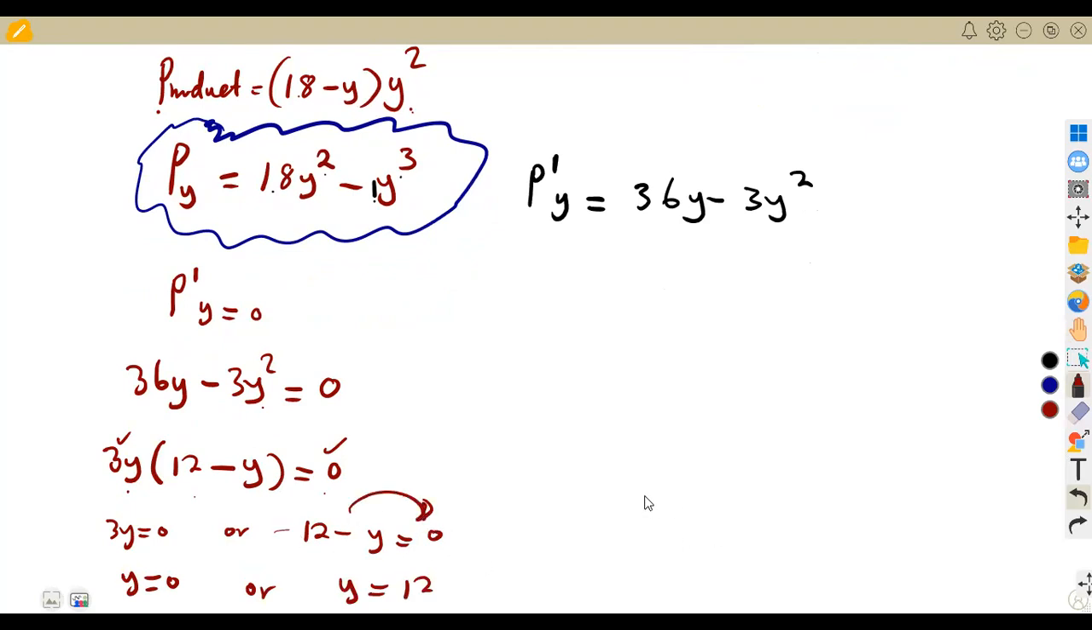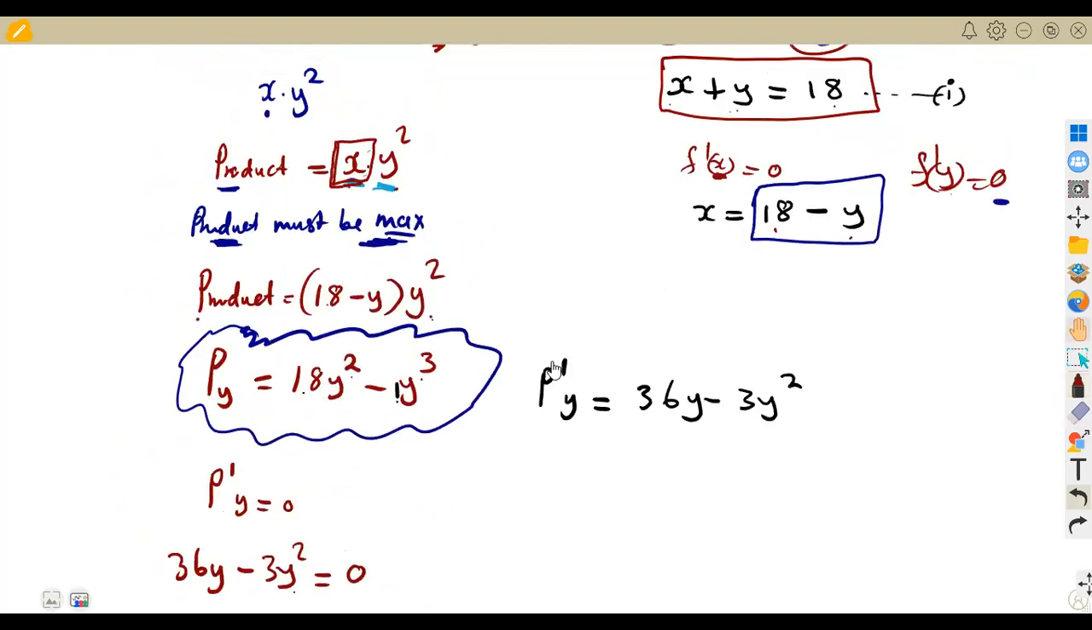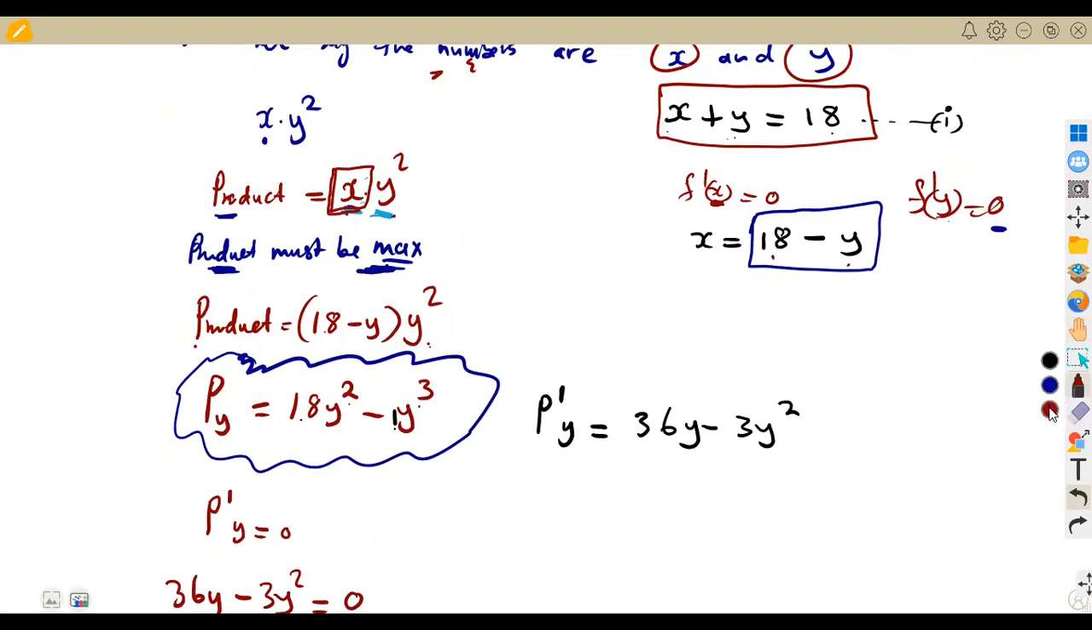But remember, we are talking about a condition whereby this product is a maximum. Take note, our product is of x and y. So if y is 0 here and you multiply, you are going to get 0, which is not a maximum value.